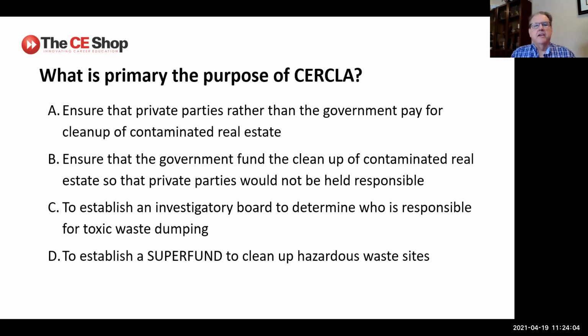CERCLA also mandates investigatory boards to determine who's responsible for midnight dumping, toxic waste dumping. And CERCLA sets up the Superfund. The Superfund is full of tax money to make sure there's money available to clean up these sites.